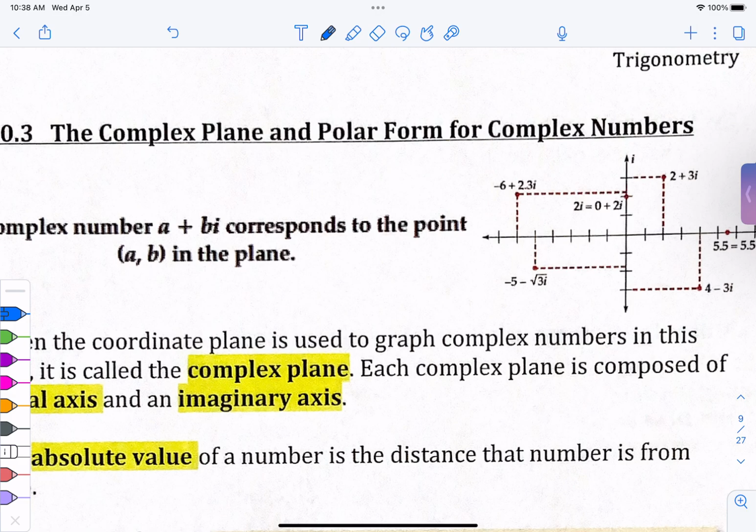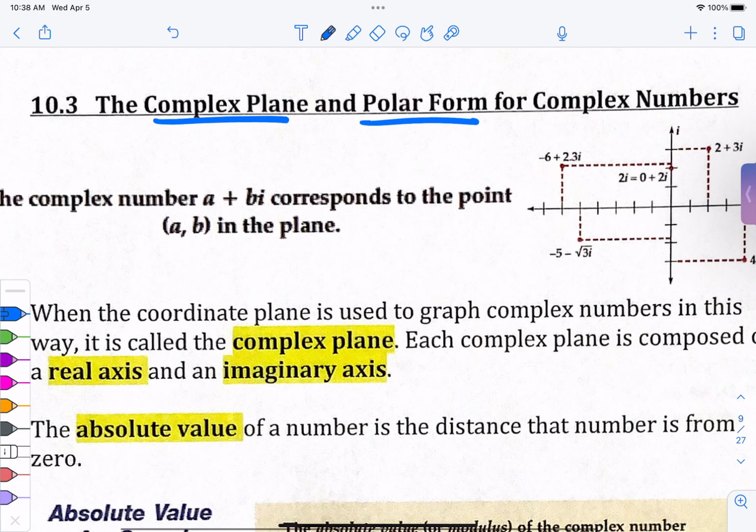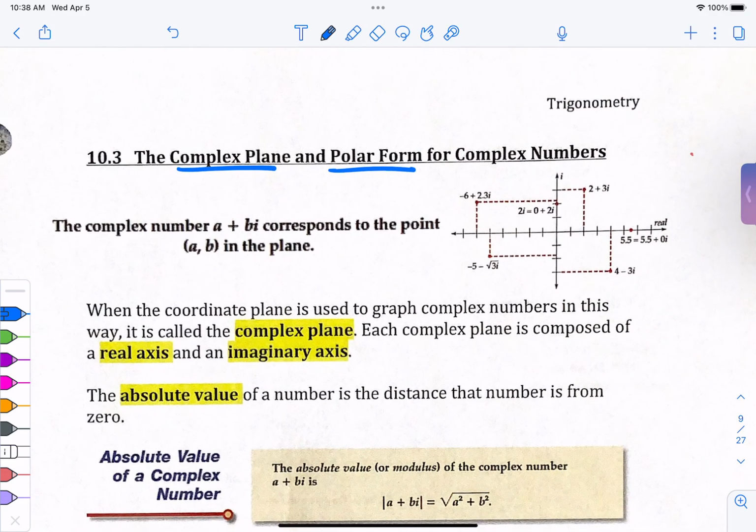This is the first half of 10.3. We're gonna do complex plane and polar form. There's a lot of different ways of writing an ordered pair, like an X and a Y coordinate, and we're gonna talk about those today. Complex plane and polar form are just two of them. We're gonna talk about the differences between the two. Got it? Okay, here we go.